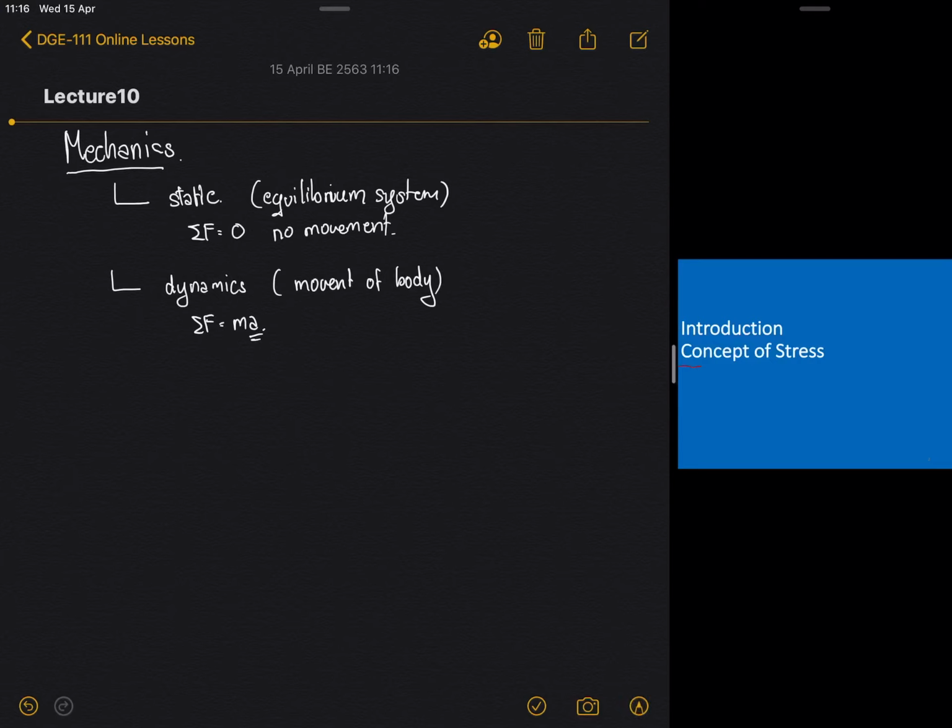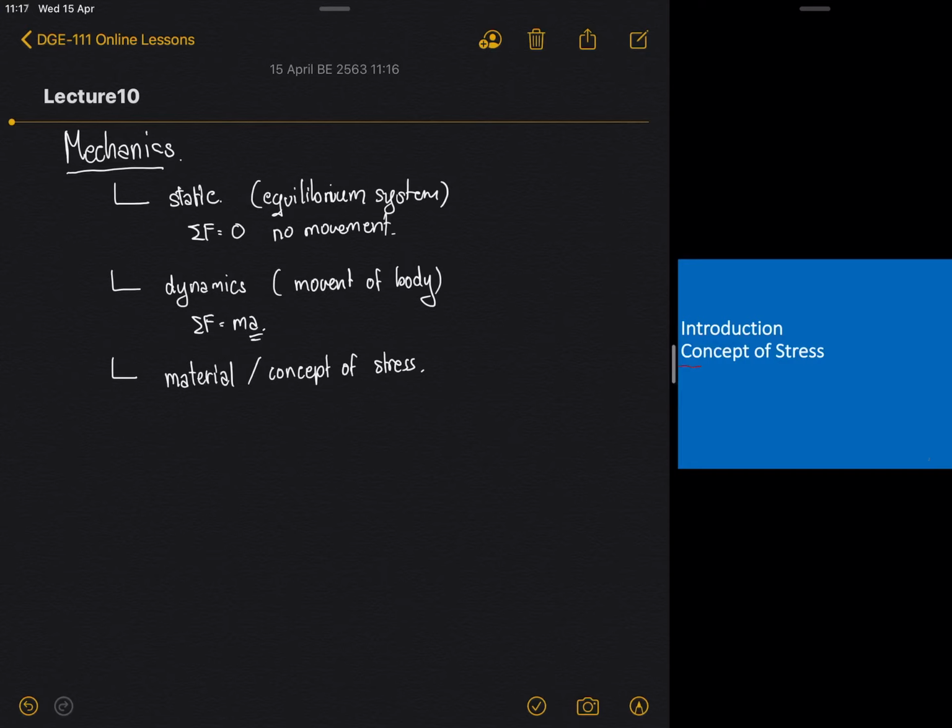So regarding today, we will start about mechanics of materials, or also to say, the concept of stress. What does it mean by mechanics of materials? It means how the structure of the body works. For example, how much force you apply until one body breaks.